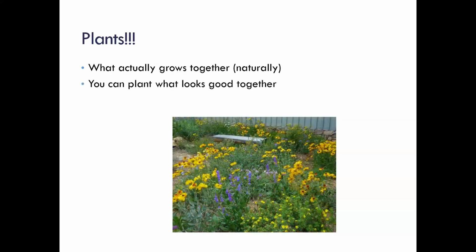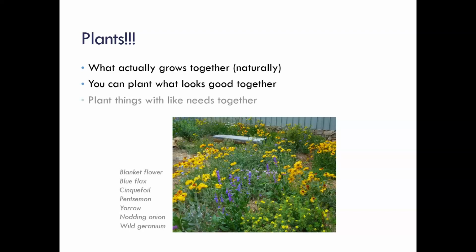Again, you can see the complementary colors there, the purple of the penstemon and the yellow of the gaillardia. There you go. There's a list of everything that's going on in that picture there. So you can plant things that look good together.